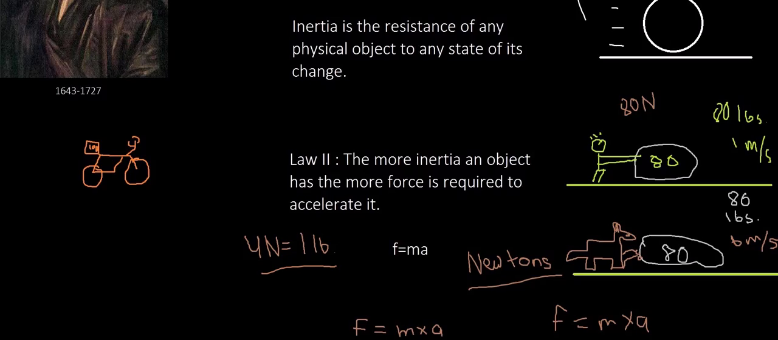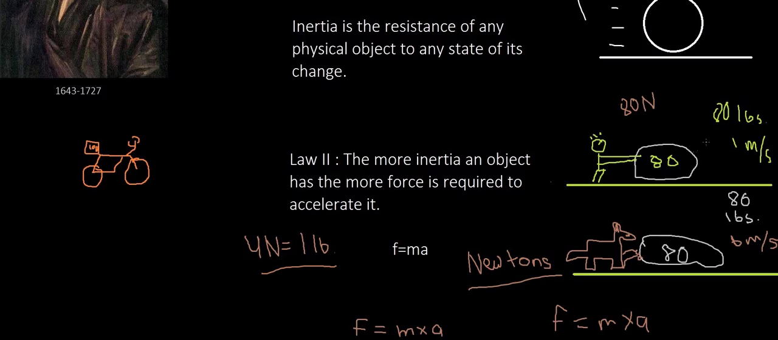Now law 2 is: the more inertia an object has, the more force is required to accelerate it. And that can be expressed as an equation, F equals ma, or force equals mass times acceleration. We knew that force is measured in newtons. 4 newtons equals 1 pound. For example, a human cannot give as much force as, for example, a horse.